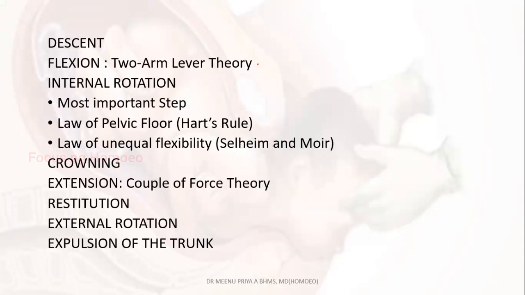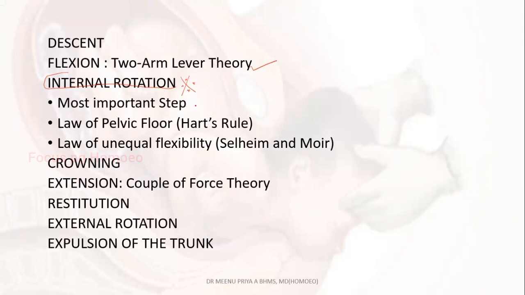So flexion, what is the theory associated with flexion? Why does flexion occur? Just remember it is called the two-arm lever theory. And internal rotation is the most important step. So it can be asked, which is the most important step among the movements in the mechanism of labor? It is internal rotation. Why? Because if internal rotation doesn't happen, then the further crowning and descent will not occur.